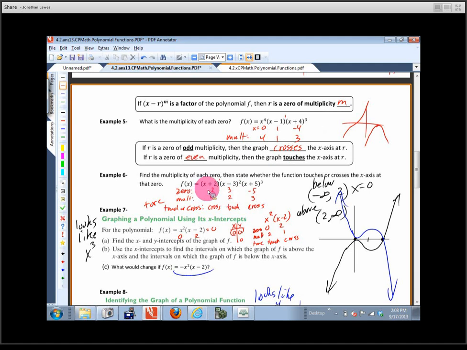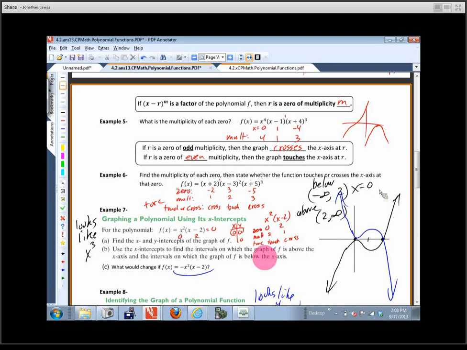Okay, so we had x plus 2. The 0 is negative 2. Its multiplicity was 1. It's got to cross there because that's odd multiplicity. Even multiplicity here, we know it's going to touch. Odd multiplicity here, we know it's going to cross. So we made our graph look like this. It touches at 0. Is that right? Oh, I'm looking at this one down here.